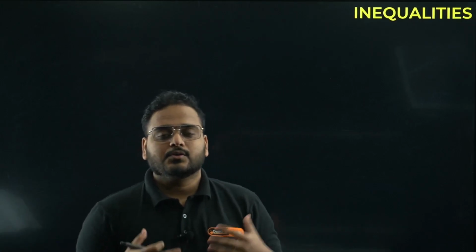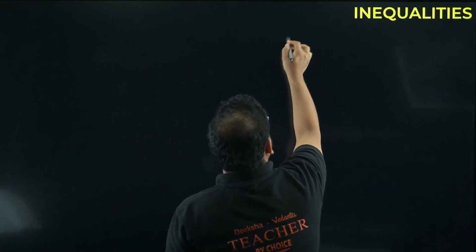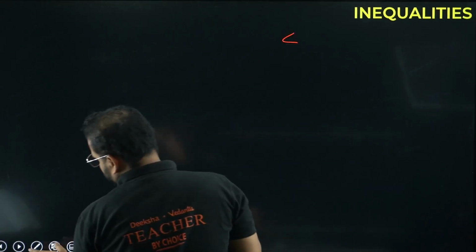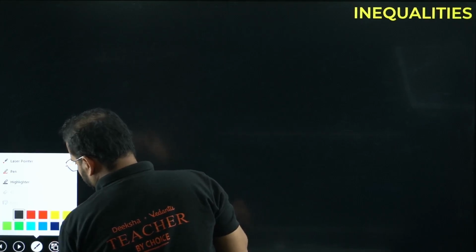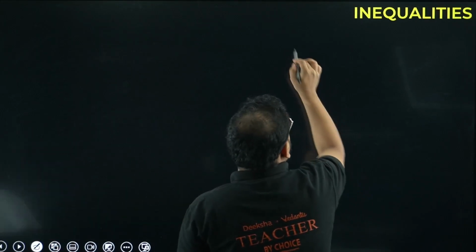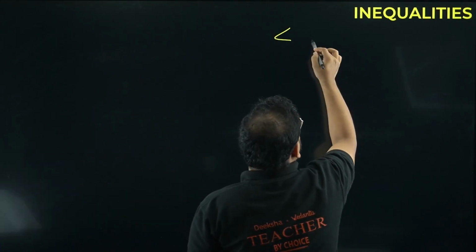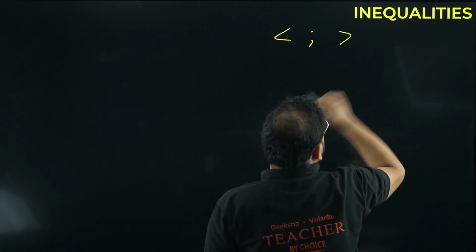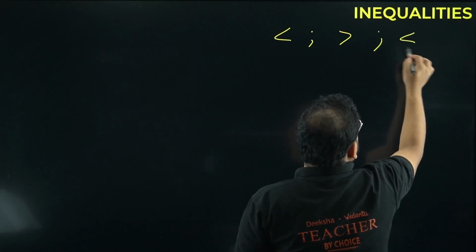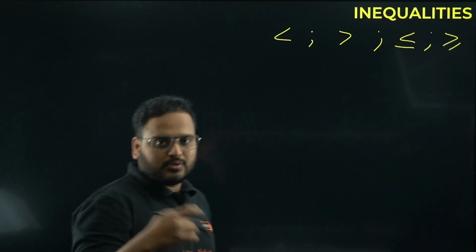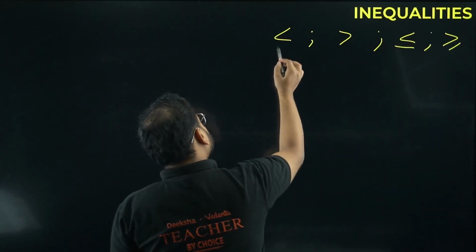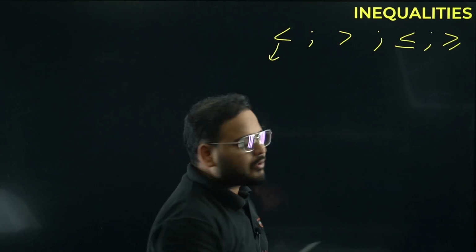First of all, we have to understand what is inequality. In inequality, bacha, we have 4 categories. For example, we have this symbol. I'll just change the color to make it more visible. So first we have this symbol, then this symbol, then this symbol, and the last one we have this symbol. This one is called strictly less than.